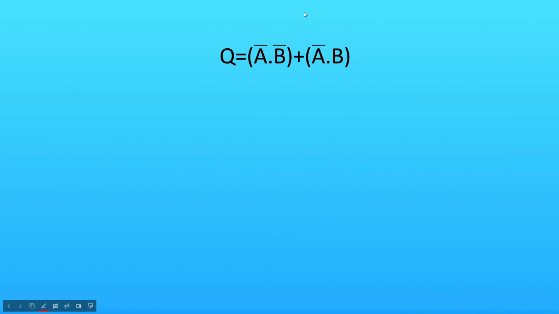Now we have another example. We have not A and not B, or not A and B. We can take out the common factor, which is not A. So we have not A and, not B or B, and I'm going to put these in brackets again. There we go. Then this simplifies down to 1, so that's not A and 1. And that simplifies down to not A. So Q equals not A for this example.